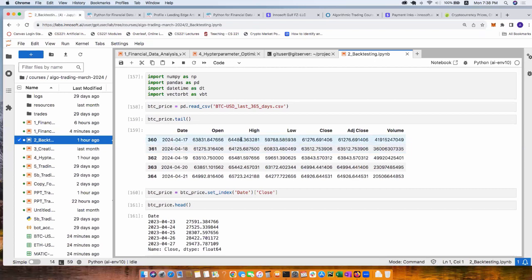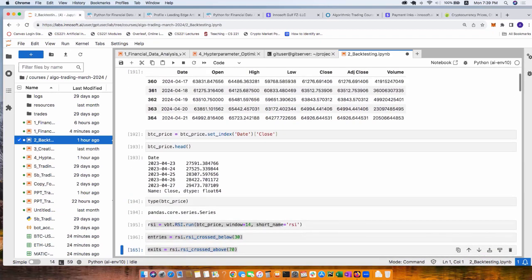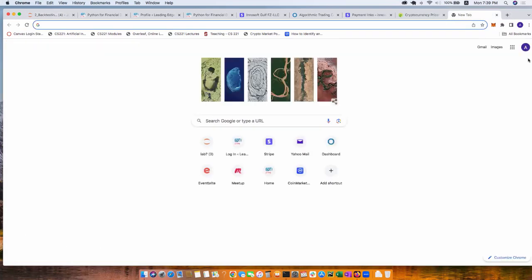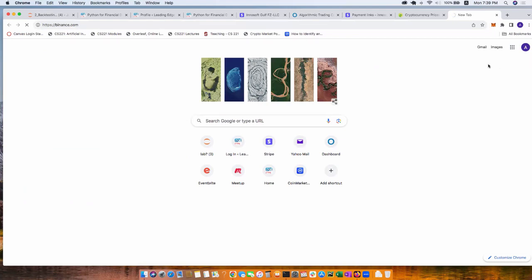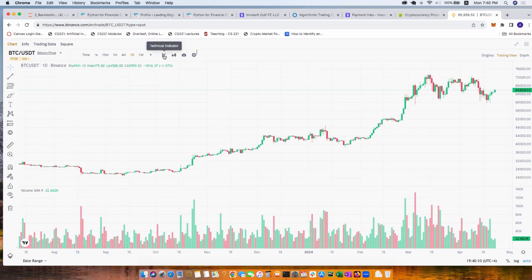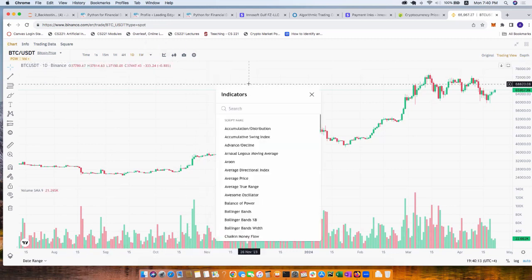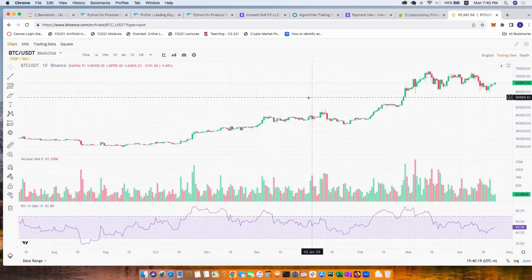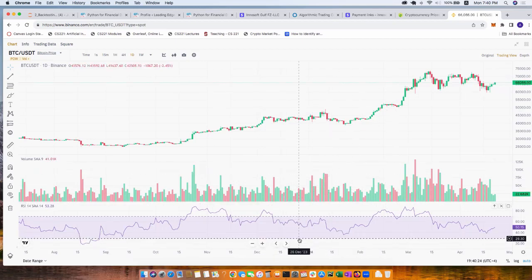The first thing we want to do is collect data about Bitcoin, again, for the last 1 year, and then define a particular strategy. Some of you who are new to trading, this might look a little strange, but that's okay. I'm going to go to Binance, which is one of the largest crypto exchanges. Here I'm going to select an indicator called the RSI, the relative strength index. It tells us, for a given period of time, whether an asset is overbought or oversold. This is the indicator right here.